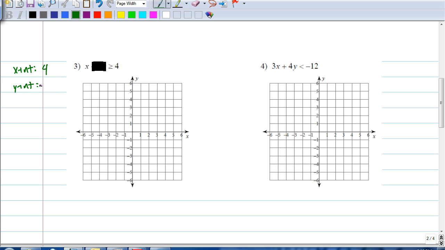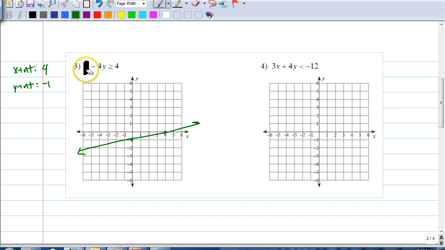And the y-intercept for this one would be, if I solve this, 4 divided by negative 4 is negative 1. So I'd have an x-intercept of 4, a y-intercept of negative 1. I would connect these with a solid line. And again, to see if I shade above or below this, I'm going to pick a point not on the line. 0, 0 is always the best one to use as long as it's not on the line.